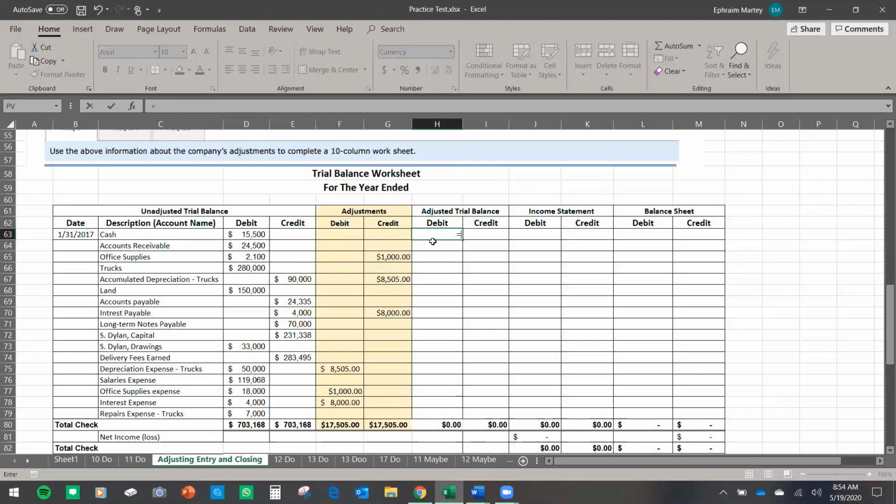So cash, we begin with this. Did we have any adjustment? No, so we just press enter. Accounts receivable, we began with this. Did we have any adjustment? No, so we just press enter.